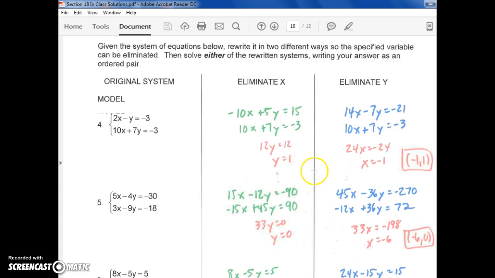If my choice was to eliminate y, that means solve for x, I'm going to turn this negative y into a negative 7y. Multiply the top equation by not negative 7, because it is already negative, but multiply by positive 7. We'll have 14x minus 7y equals negative 21. Again, add straight down, the y's cancel out, that's what we wanted. We'll have 24x equals negative 24. X is equal to negative 1. So our ordered pair is our x comma y, negative 1 comma 1.